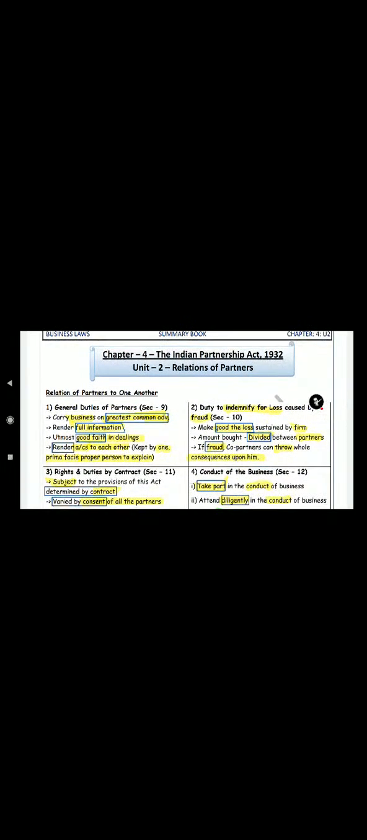Chapter number 4, Unit number 2, Relations of Partners. Relations of partners to one another. General duties of partners, Section number 9: carry on business to the greatest common advantage, render full information, utmost good faith in dealings, render accounts to each other, and accounts kept by one partner are prima facie proper, the person to explain.